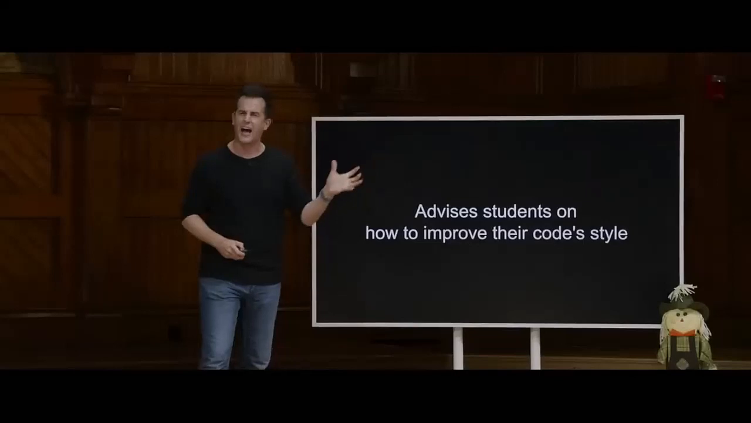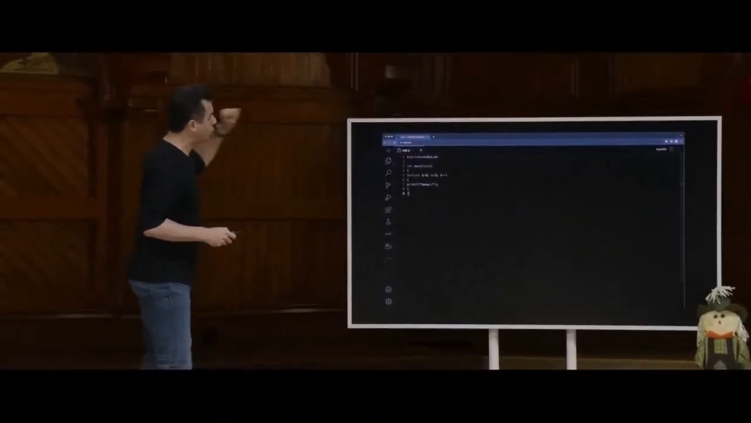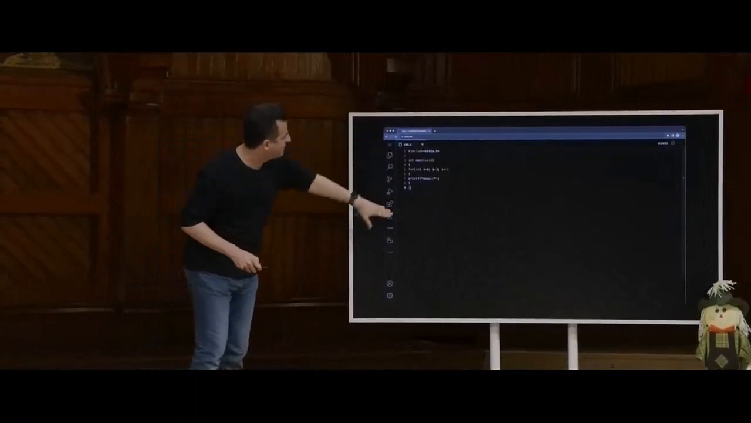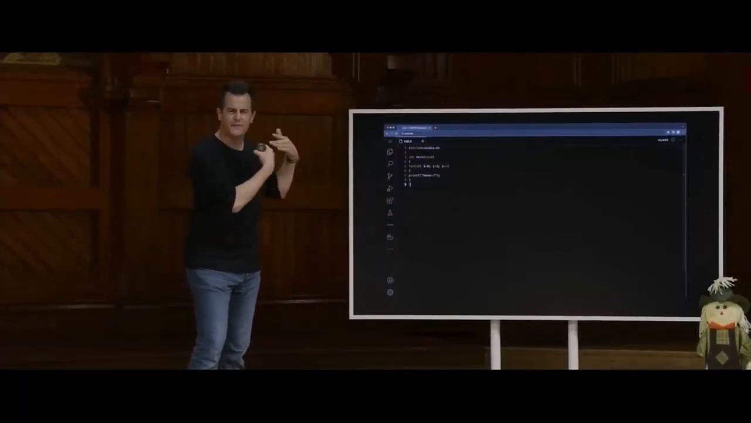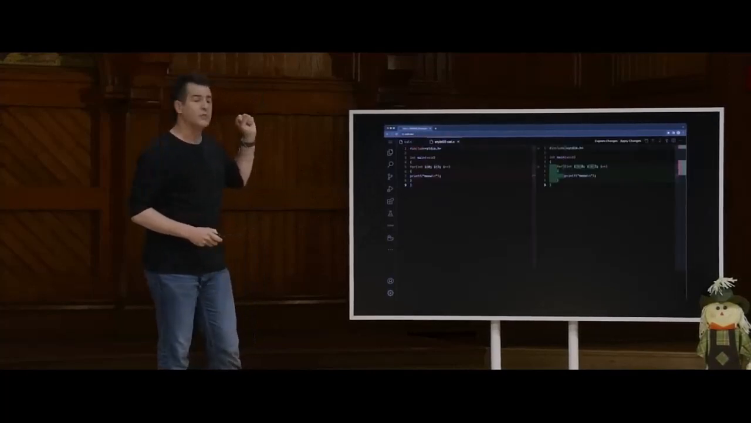Other things that the duck can now do for students is advise students on how to improve their code style, the aesthetics, the formatting thereof. And so, for instance, here is similar code in a language called C. And I'll stipulate that it's very messy. Everything is left aligned instead of nicely indented, so it looks a little more structured. Students can now click a button.